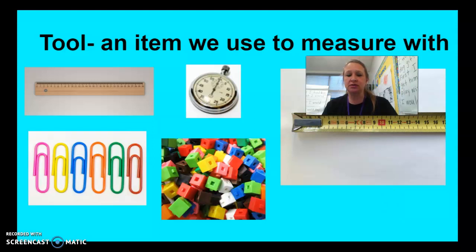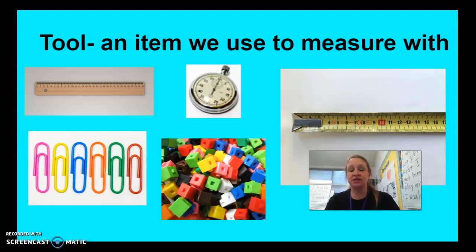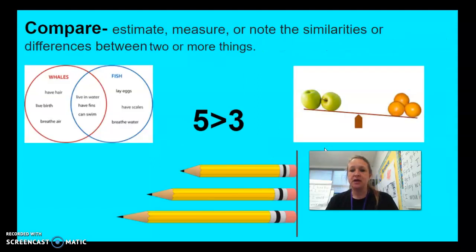Tool. Say tool. A tool is an item we use to measure with. We can use a paperclip, a ruler, a stopwatch, cubes, or a tape measure. Compare. Say compare. Compare is when we estimate, measure, and note the similarities and differences between two or more things. We can compare whales and fish, 5 and 3. We can compare apples and oranges, and we can compare the length of objects.